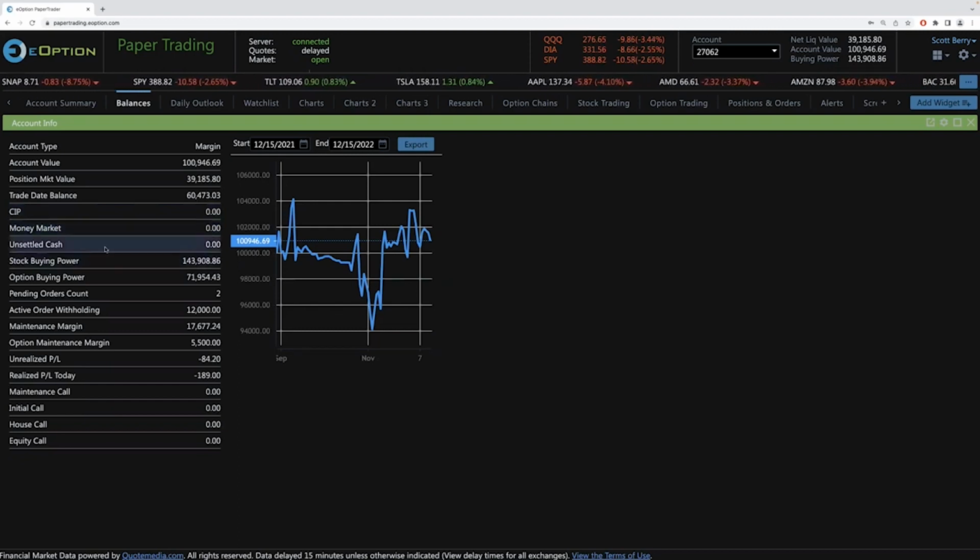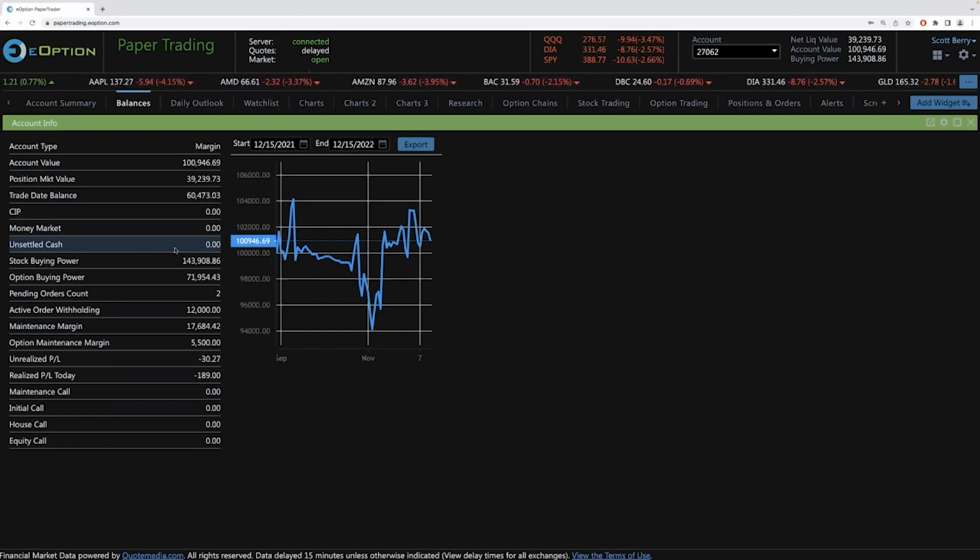The next line item is unsettled cash. In a margin account, typically this number is going to stay zero. This is going to be more for when you are trading in an IRA, either a Roth or traditional, or a cash account that does not have a margin agreement on it.